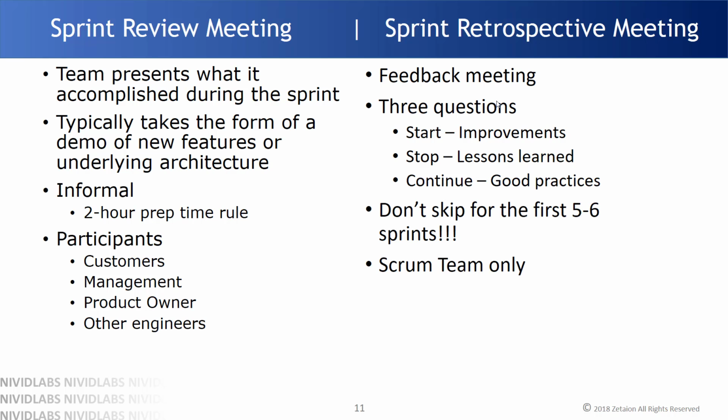With respect to the sprint retrospective meeting, there will be no other members like management, customers, or product owners. There will be only the Scrum team members, sitting together to understand what improvements can be done, what lessons we learned, what we can stop doing, and what good practices we can continue. It's kind of a feedback on what we did in that sprint.